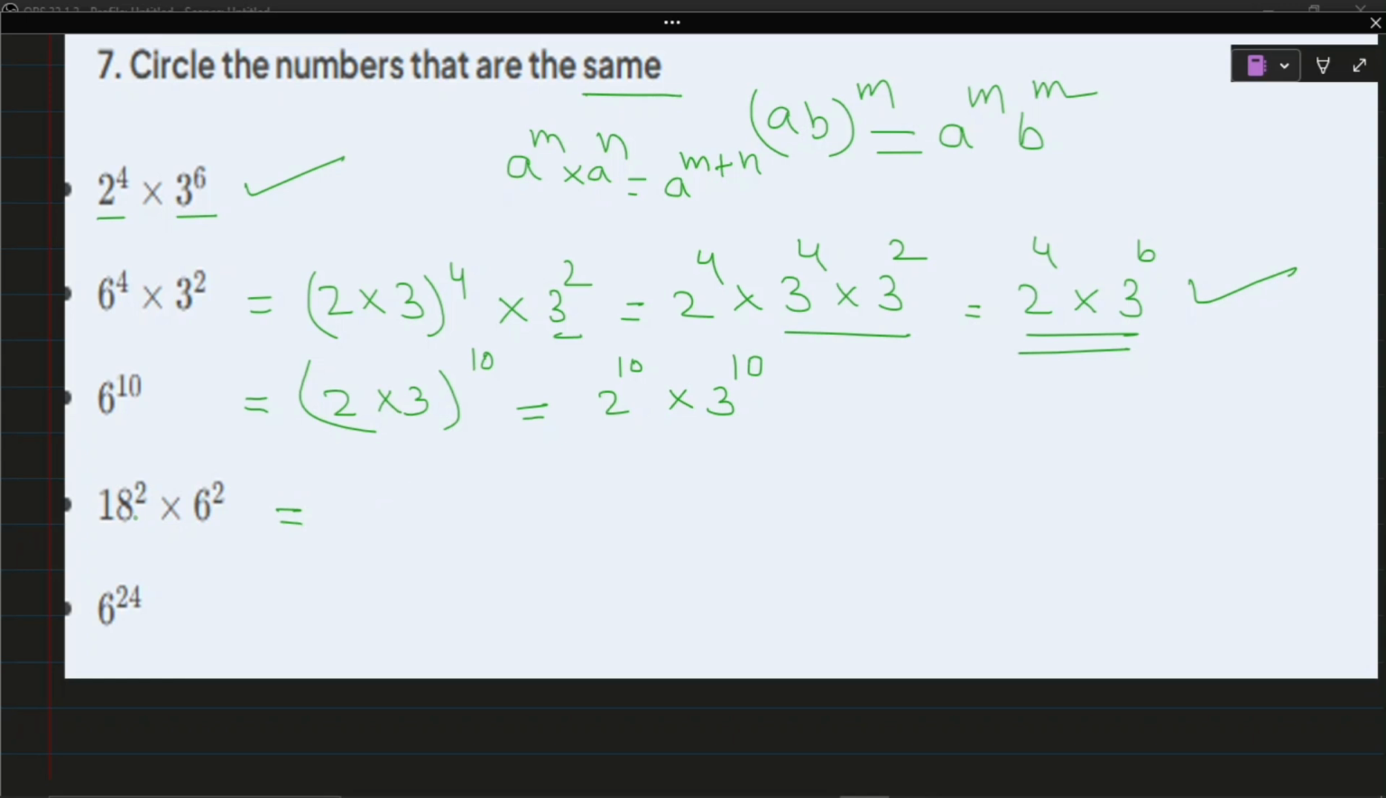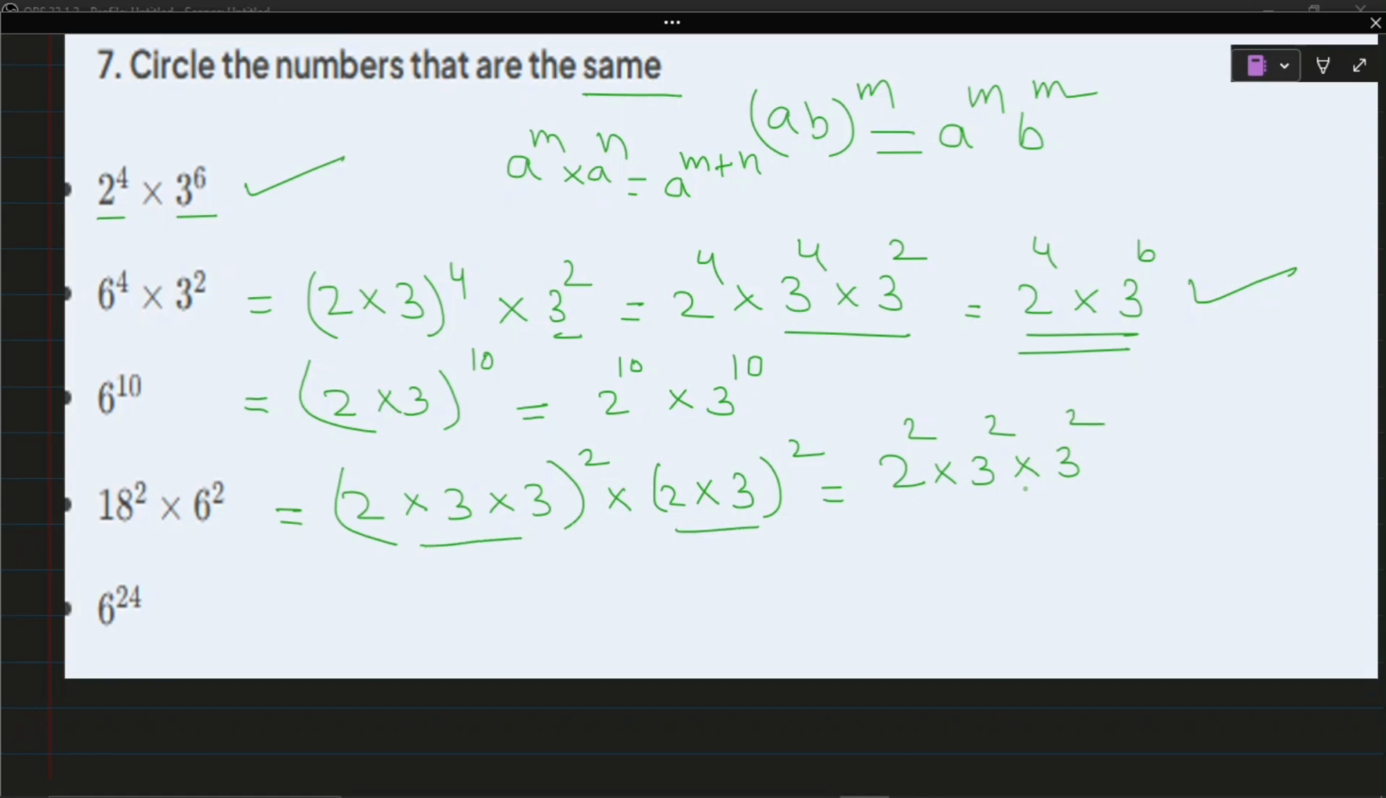Now the next one, that is 18, we can do the prime factorization. 2 3s are 6, 6 3s are 18. That whole raised to 2 multiplied with the 2 into 3 whole raised to 2. 6 I have written as 2 into 3. Now give the power to each number. So this becomes 2 raised to 2 multiplied with the 3 raised to 2 multiplied with the 3 raised to 2. Here the first one is finished.